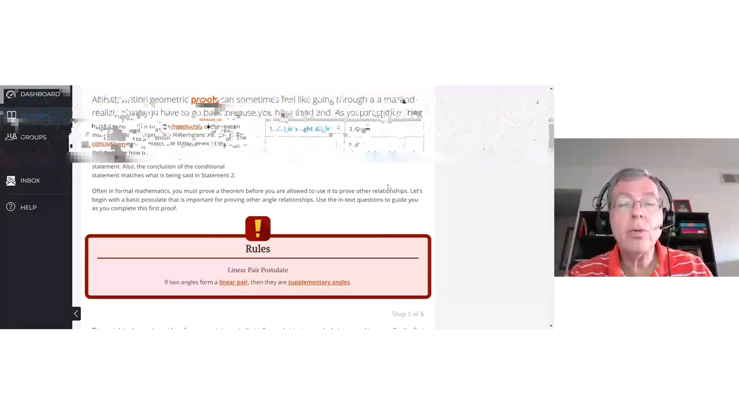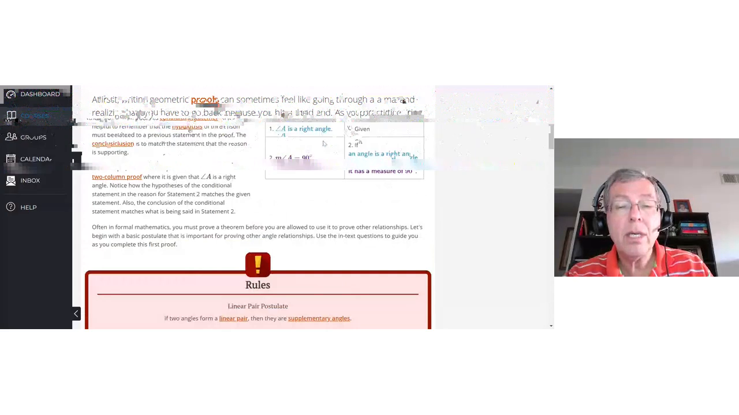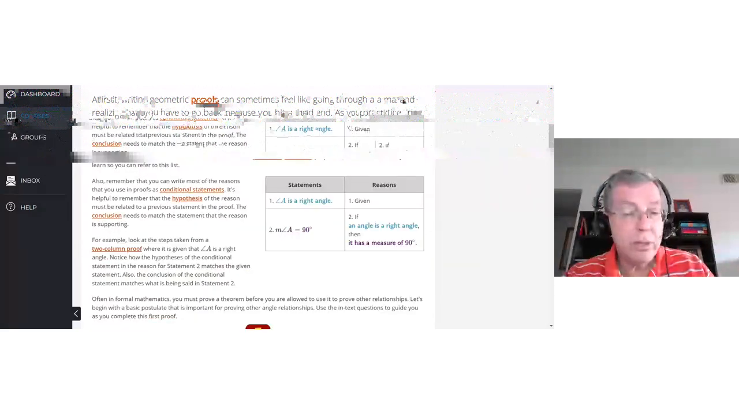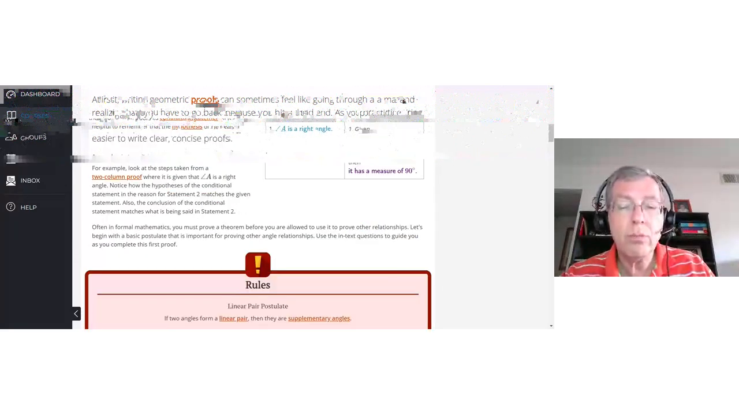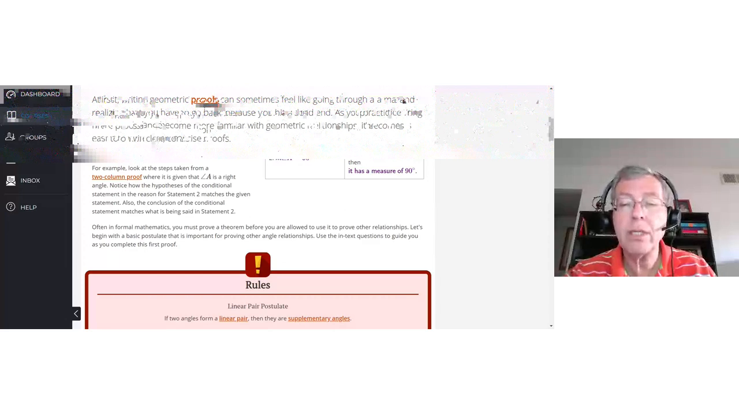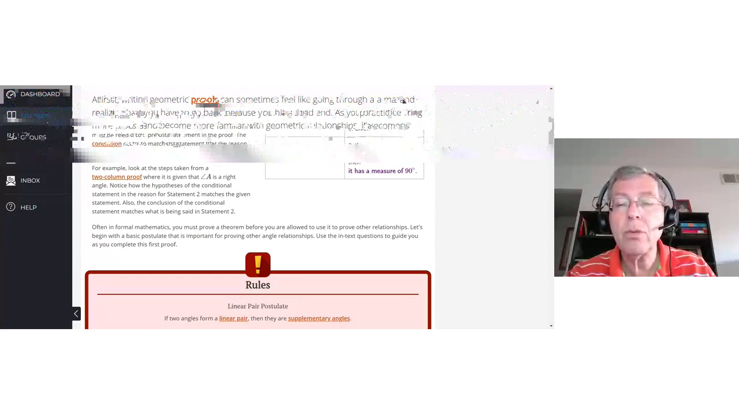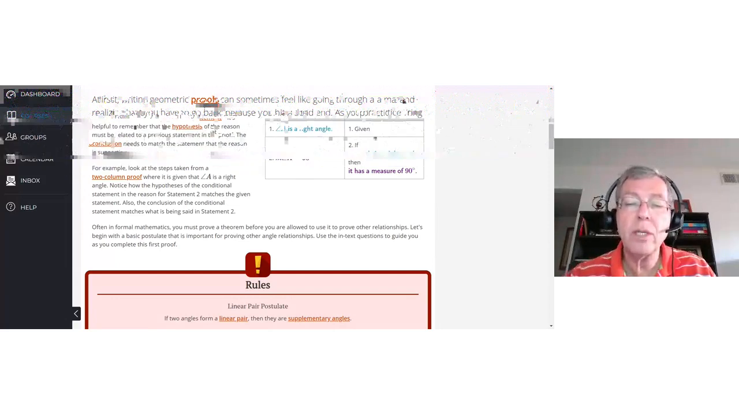Right? And then line 2, that's going to be given to you also. Measure of angle A equals 90. So the reason here, you already know this. It's reasonable, or you could look this up. Basically, it's like the definition. Number 2, the reason: if an angle is a right angle, then it has a measure of 90 degrees.